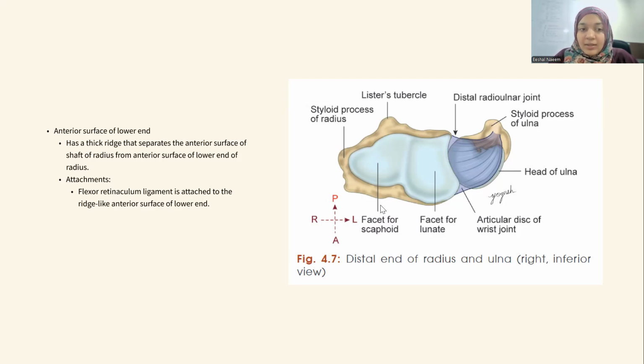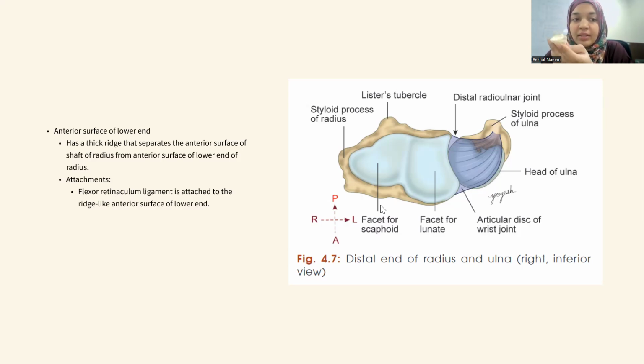There's an attachment here, which is the flexor retinaculum ligament. The flexor retinacular ligament is attached to the ridge-like anterior surface of the lower end. So I told you that this is the styloid process, right? And this is your anterior surface. Okay, this is your anterior surface.